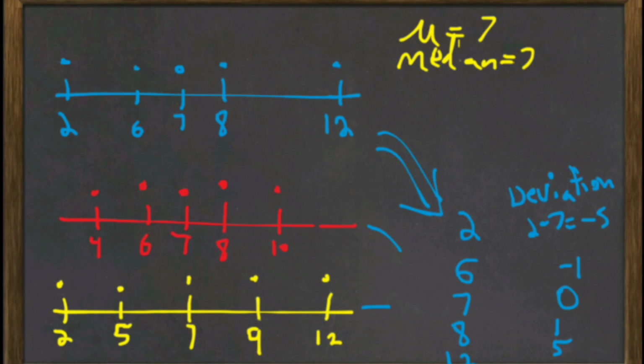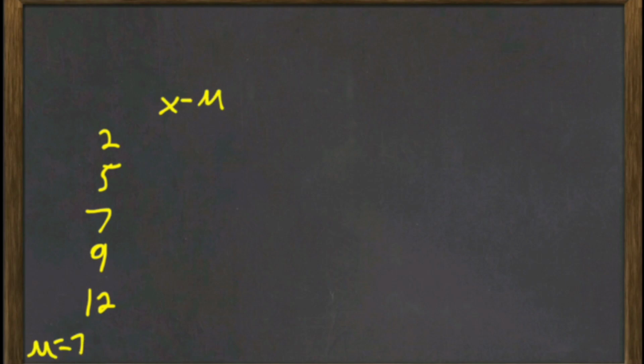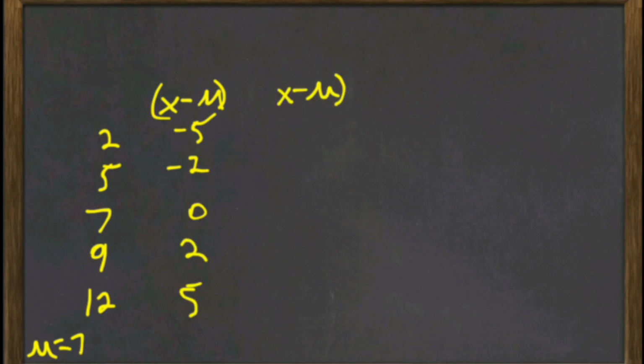But we'll do 2, 5, 7, 9, 12. And again, x minus mu, where mu is still equal to 7. So this is going to be -5, -2, 0, 2, and 5. X minus mu, again, feel free to pause this if you want to work through it yourself. Squared, that's 25, 4, 0, 4, and 25.